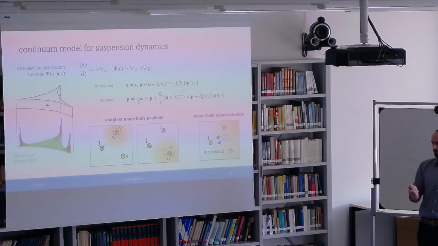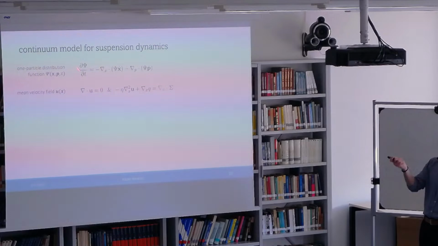So we have the equation for psi, the equation for the Stokes flow, which are forced at the continuum level by these stresslet terms, which, if you remember, are exactly the composition of the two terms that we showed before. And they are averaged over all the orientations. And so basically the forcing of the Stokes equation depends on how the particles are arranged in the suspension.